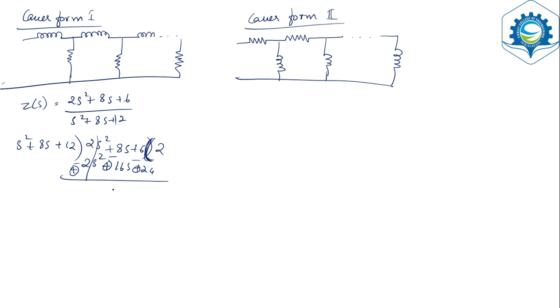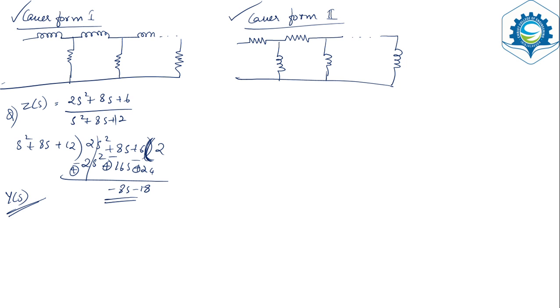Now for this particular problem, you can see that negative terms are arising over here. If you are having negative terms, in that case you have to take Y(s). This is common for both the Cauer form 1 and Cauer form 2. If ever negative terms are coming, then you have to take the reverse and find Y(s).